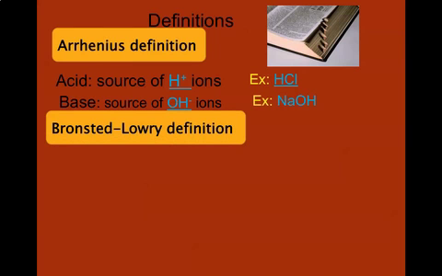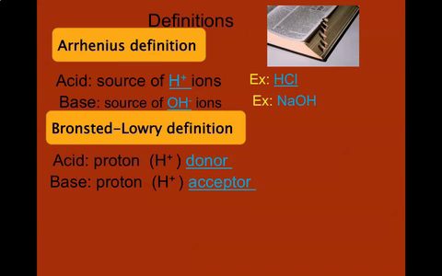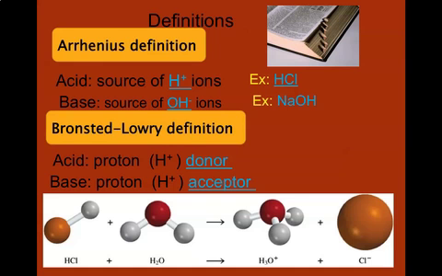Bronsted-Lowry had a different definition. They said that the acid was the proton donor, so that's not very different, because a proton is an H+ ion. But the base is a little bit different. They said that the base was a proton acceptor. Okay, so this is how that would work.